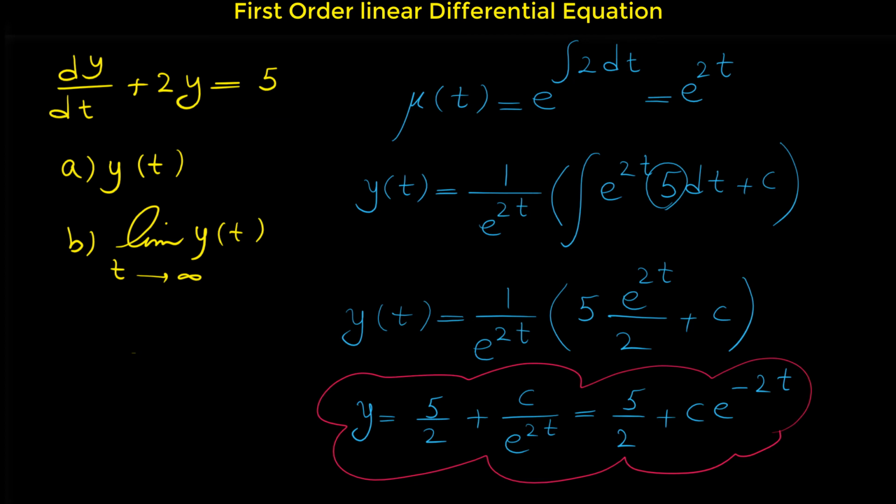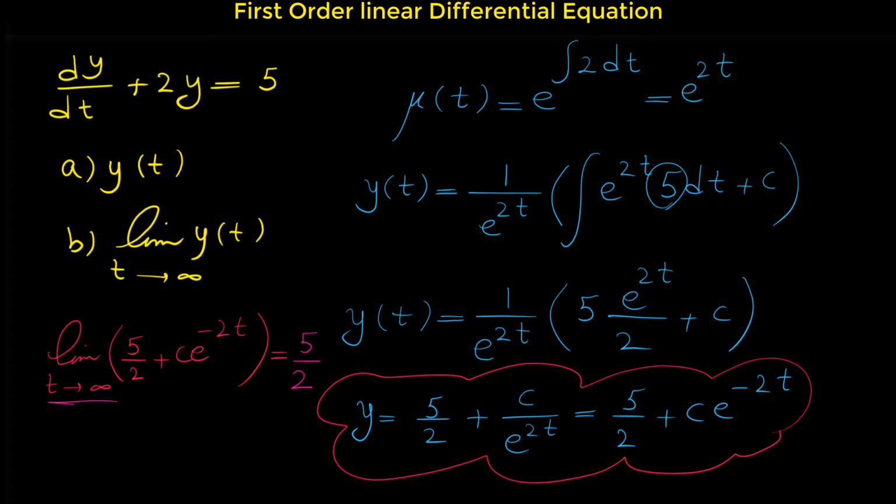Now we can find the limit of this expression as t approaches infinity. Limit of 5/2 plus c e to the power of -2t as t approaches infinity is 5/2.